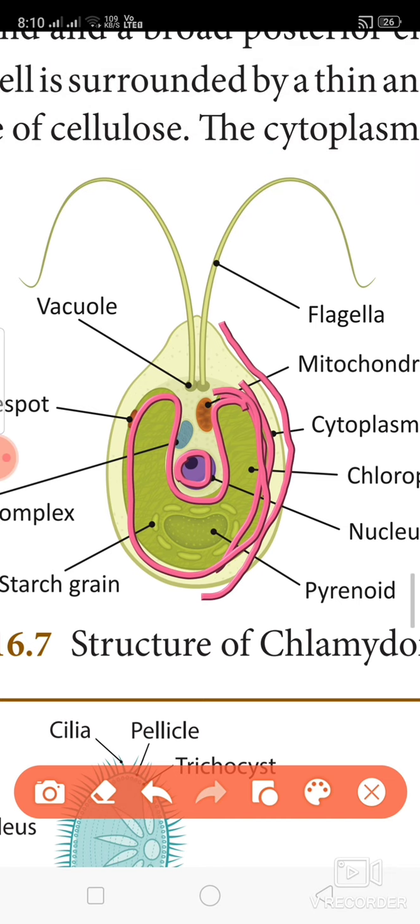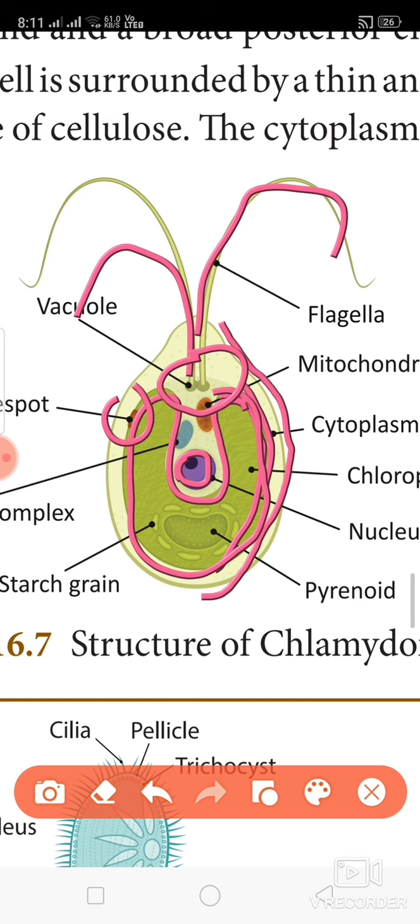The anterior part of the cell bears two flagella. These flagella help in locomotion, to move from one place to another, and two contractile vacuoles are seen at the base of each flagellum. These are the vacuoles. The anterior side of the chloroplast contains a tiny red colored eye spot. Here is the eye spot. Chlamydomonas exhibits sexual and asexual modes of reproduction.